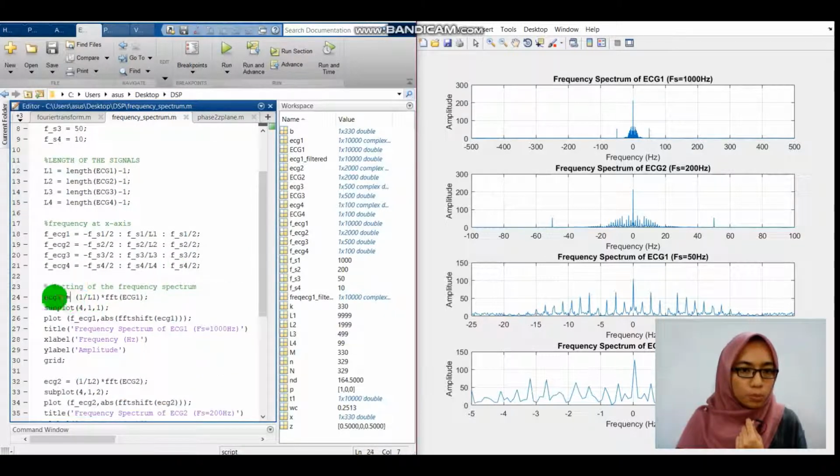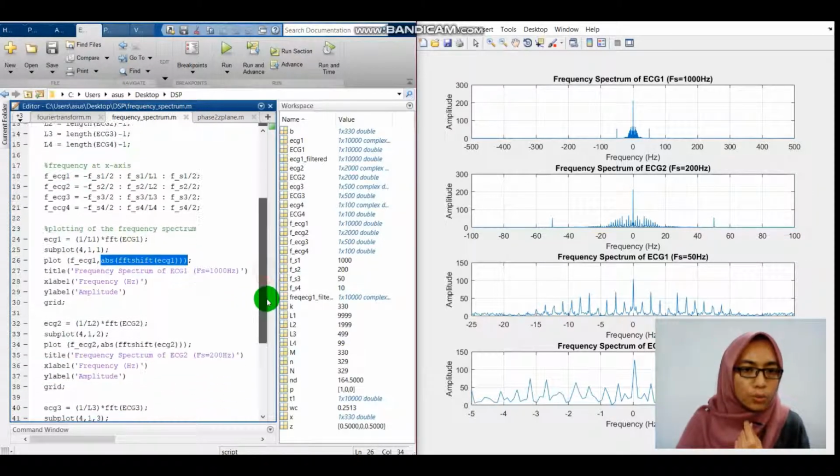And then to plot the ECG signals, we use this, which is 1 over L1, where L1 is the length of the signal, and the fast Fourier transform of ECG1. To plot the signals, FECG1 is the x-axis, while the absolute value of the fast Fourier transform shift of ECG1 is the y-axis. The absolute value is used so that the signal is always a positive value.